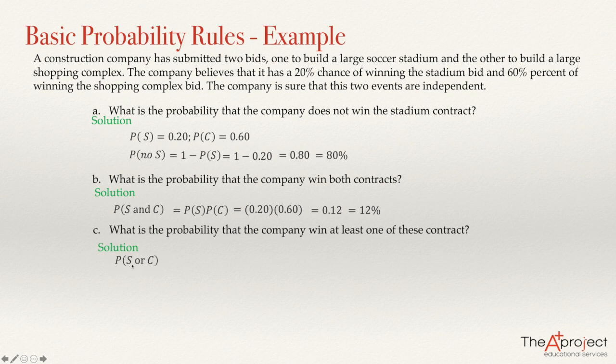And the formula for the probability of S or C will be the probability of S plus the probability of the second one minus the probability of the intersection, the probability of S and C. And we have all this information. We have the probability of S they give us. We know the probability of C, and we have computed the probability of S and C. So in this case it will be 0.20 plus 0.60 minus 0.12. That was the number that we computed before. And then we obtain 0.68 or 68%.